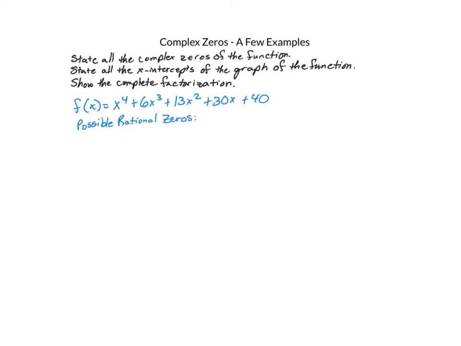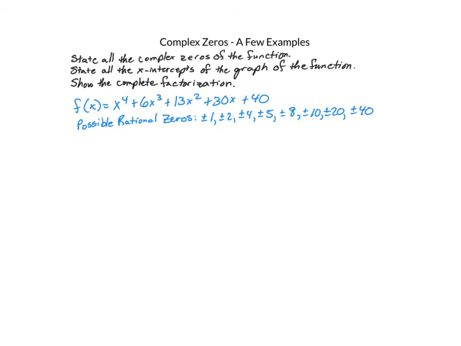We know the numerator must be a factor of 40 and the denominator a factor of 1. So plus or minus 1, 2, 4. Let's see, 5 goes into 40. 6 doesn't, but 8 does. And so does 10, and so does 20, and so does 40. Wow, I hope I don't have to go too far into that list.